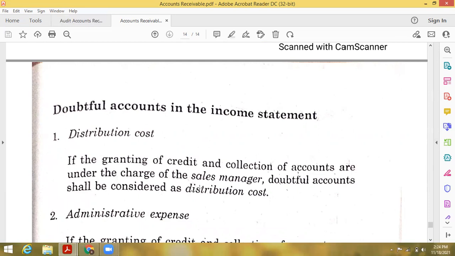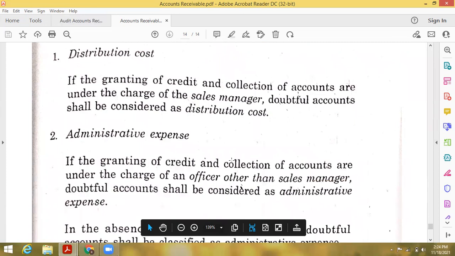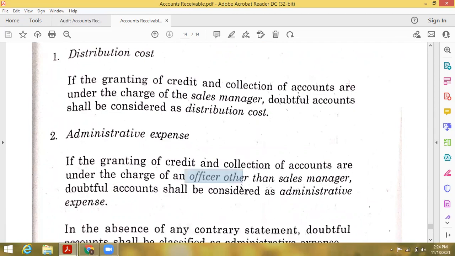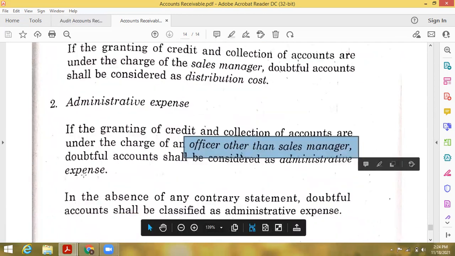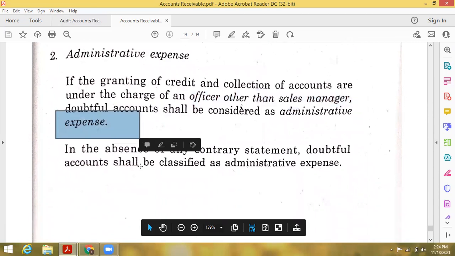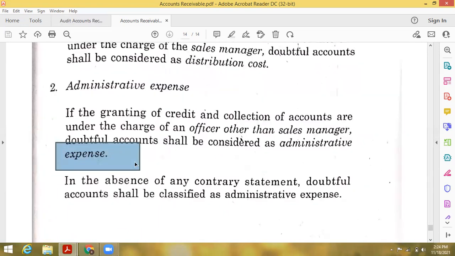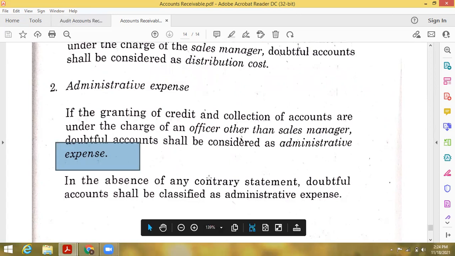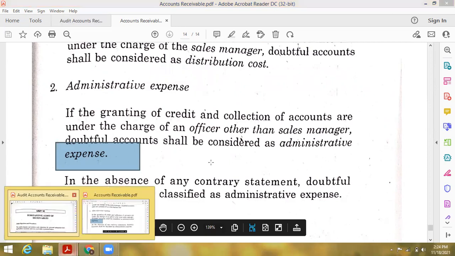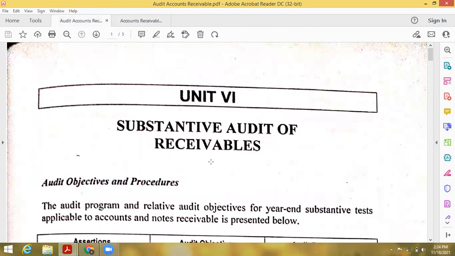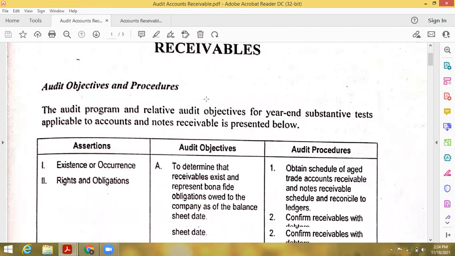But if yung credit and collection natin is other than sales manager, dapat siya ay administrative expense. So, ayan, tapos na tayo. Ayan yung way on how are we going to measure receivables, then initial recognition, and then subsequent recognition. Papakita rin sa inyo here, we have how to audit receivables. Ito na yung last, konti lang naman din ito.